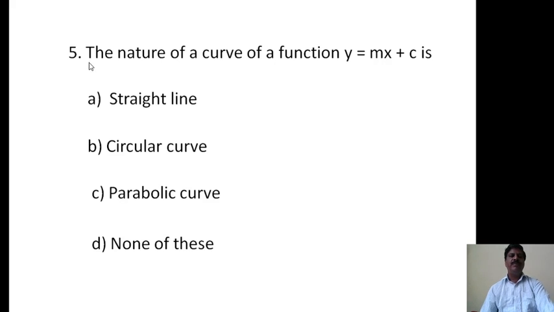And the fifth question: the nature of the curve of the function y is equal to mx plus c is? A, straight line; B, circular curve; C, parabolic curve; and D, none of these. I give 10 seconds. Choose the correct answer.